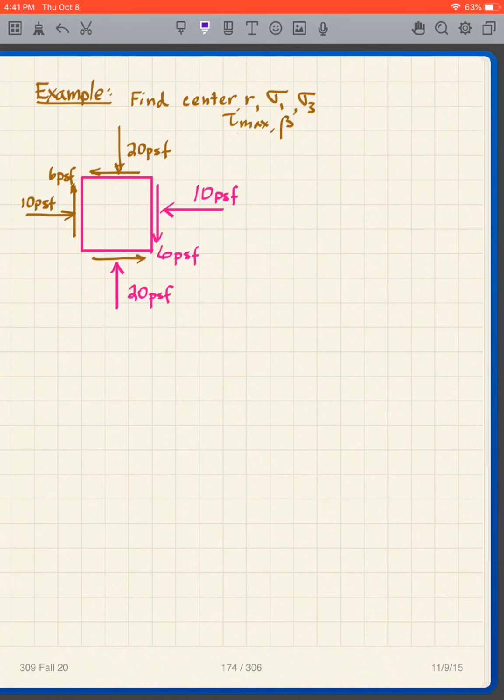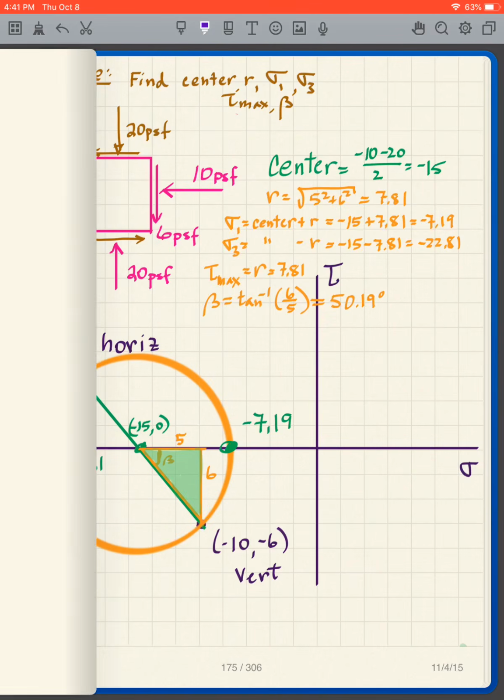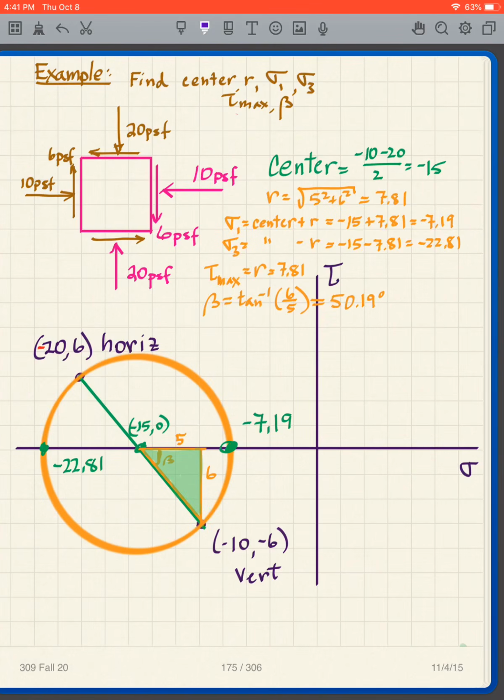Now try this one. So pause the video and do this one. Same things that you want to find. Okay, I'm assuming that you've done that.